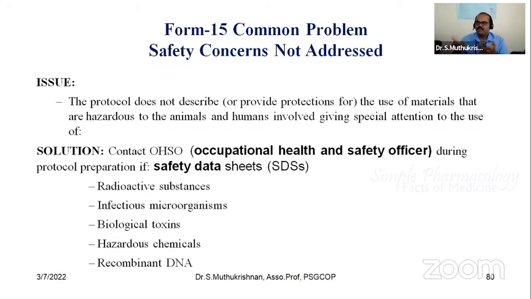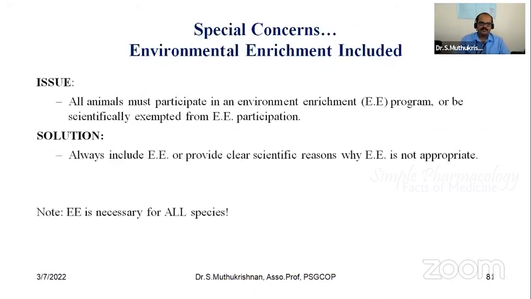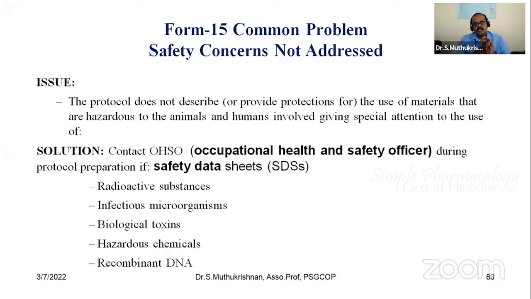For those cases, you have to contact the occupational health and safety officer. You have to collect the safety data sheets from the supplier. Based upon that, you can get the clearance from the occupational health and safety officer. Then you can do all those studies. So we have covered all the parts.